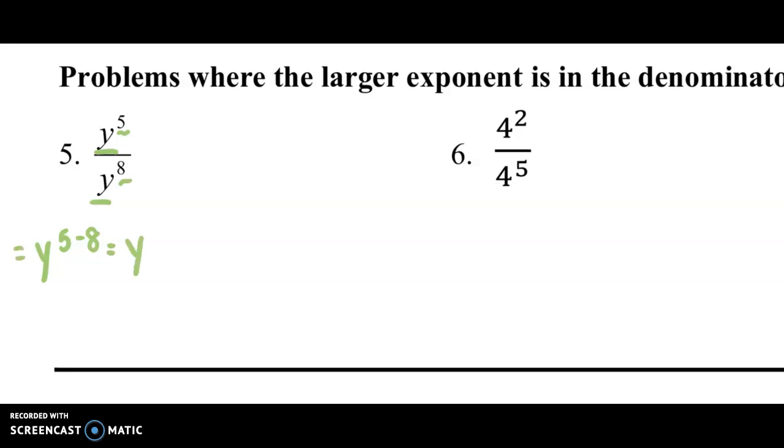So this would be equal to y to the negative 3rd. The only issue is we don't like to have negative exponents. So now I need to bring that to the denominator. So it would be y is equal to 1 over y to the 3rd. So that's the first way.